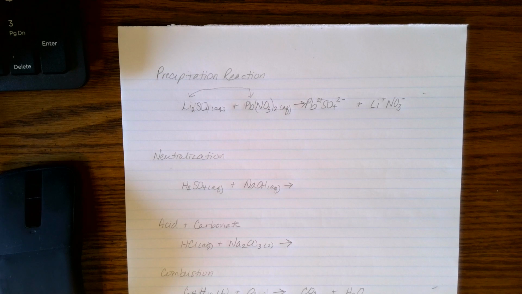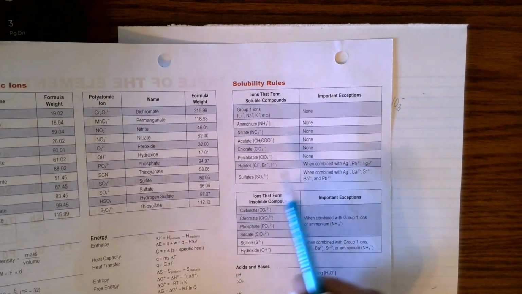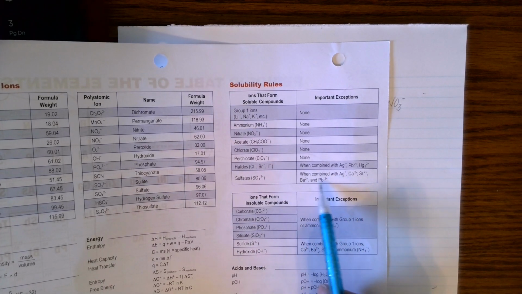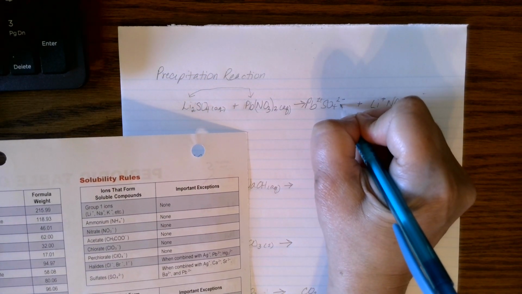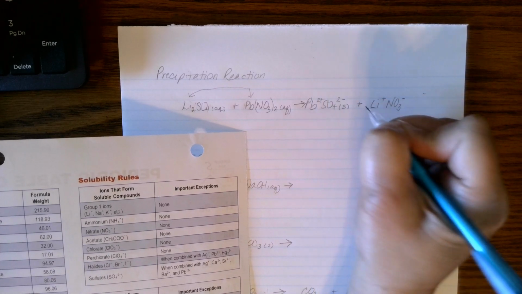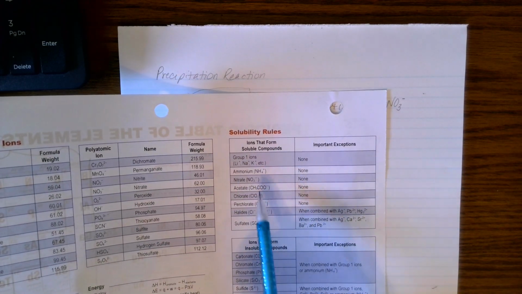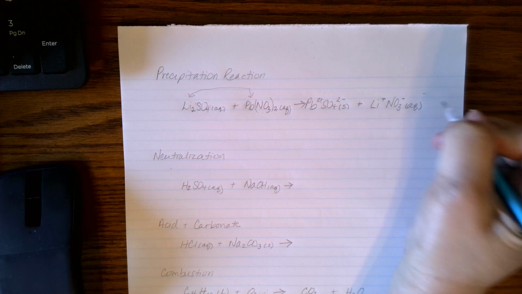Then the next thing I need to do is look at those phases. You have a table that lists all the solubilities. This is the one that I'm looking at, and it says sulfates are soluble unless they're with one of these things. I have a sulfate that's with lead, so that means this is not soluble. This is going to be an S for a solid. And if it's Li, that means it's soluble, or NO3, both of them are soluble. So that means this is soluble, which means aq.